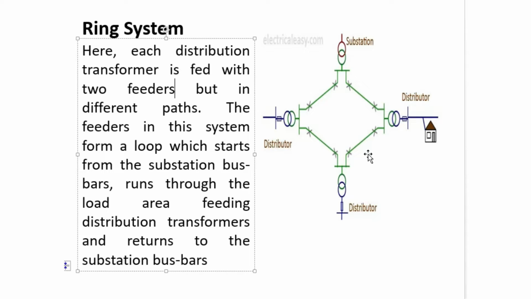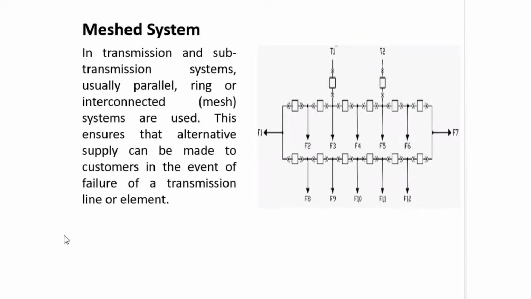So students, now coming towards the mesh system, the general rule is that where large loads or a number of customers are involved, some standby in the form of deliberate redundancy is built into the network design through the use of parallel, meshed or ring type feeders. In the mesh system, in transmission and sub-transmission systems, usually parallel and interconnected feeders, that is the mesh system, are used here.